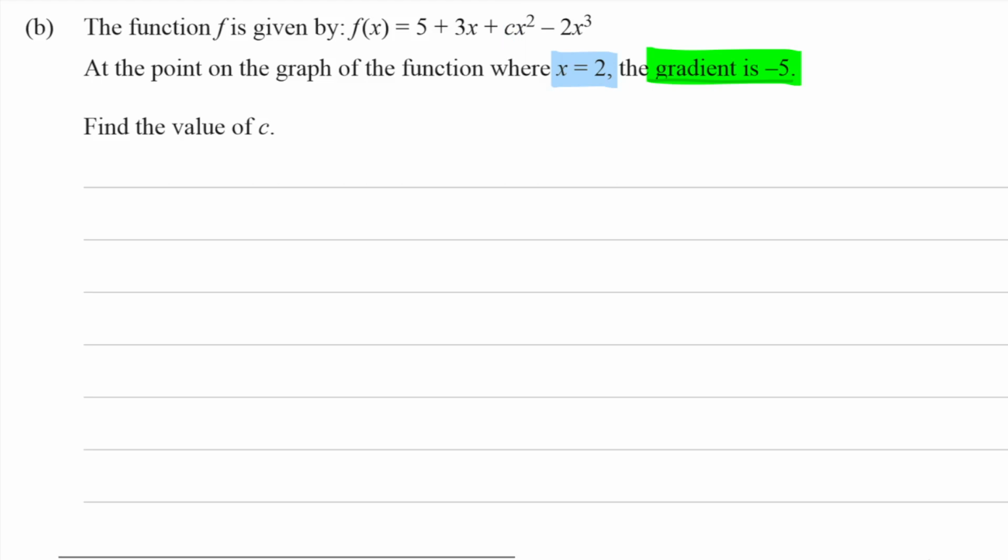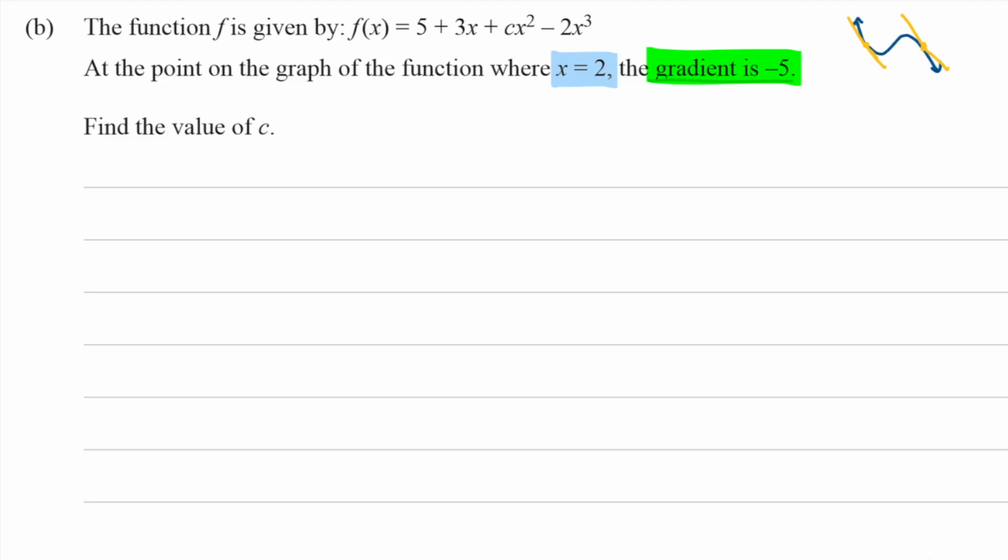So first of all, looking at the function, what type of function is it? Highest power of x is x to the power of 3, so it's a cubic. The coefficient of x cubed is negative, so it is a negative cubic. Alright, and we're told when x equals 2, the gradient is negative 5. So it could be at this point here that has a negative gradient, or this point over here. We're not too sure, but we know it's at x equals 2. Find the value of c.